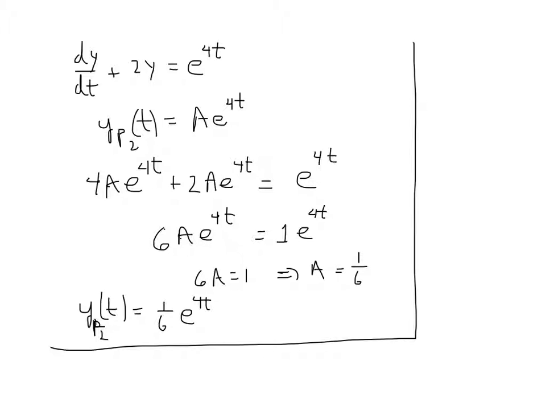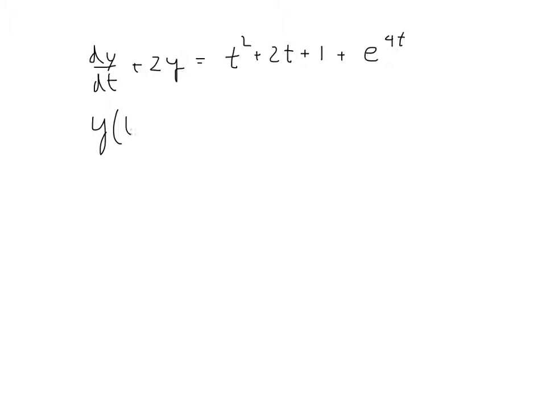Putting this all together, I'll go to one more slide. Our original problem now, dy dt plus 2y equal to t squared plus 2t plus 1 plus e to the 4t. This solution will be made up of a homogeneous solution of the corresponding homogeneous problem, plus the first particular solution, plus the second particular solution.